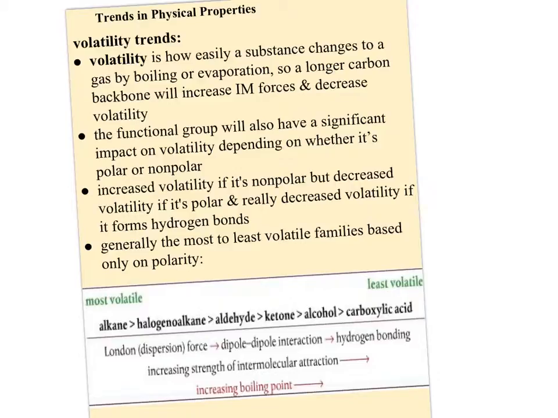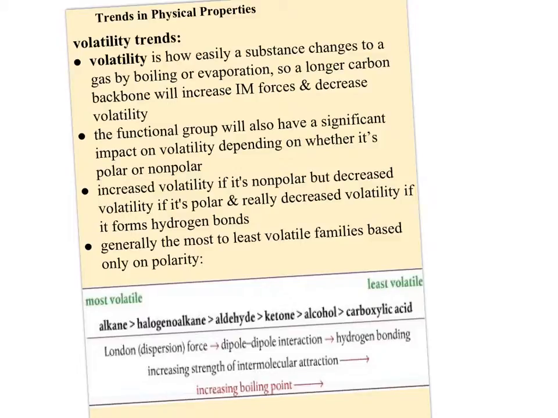Volatility trends very much mirror the boiling point, because volatility is how easily a substance changes to a gas by boiling or evaporation. So a longer carbon backbone will increase intermolecular forces and decrease volatility. So the functional group will have a significant impact on volatility, whether it's polar or nonpolar, with more polar functional groups decreasing volatility and less polar or nonpolar groups increasing volatility. But it also will depend on the length, with length decreasing the volatility.